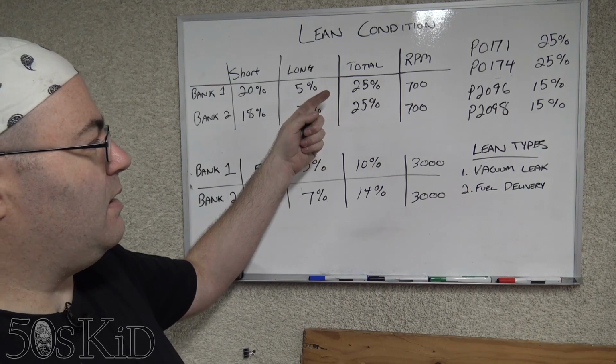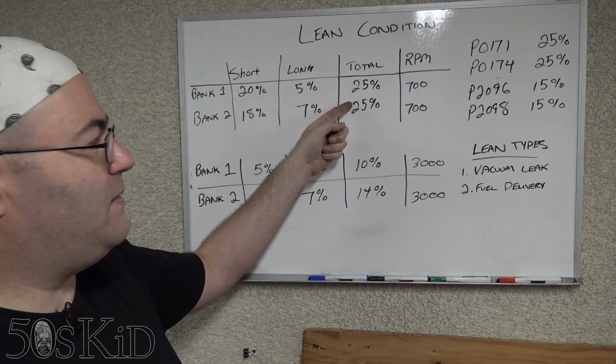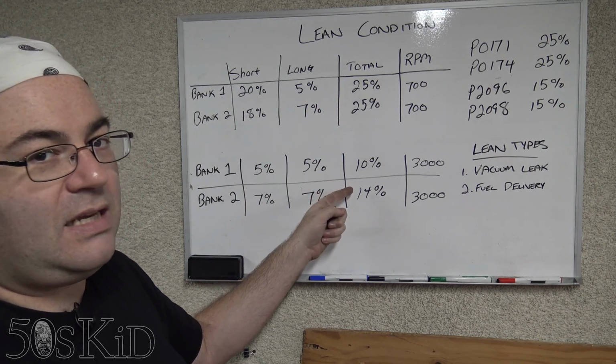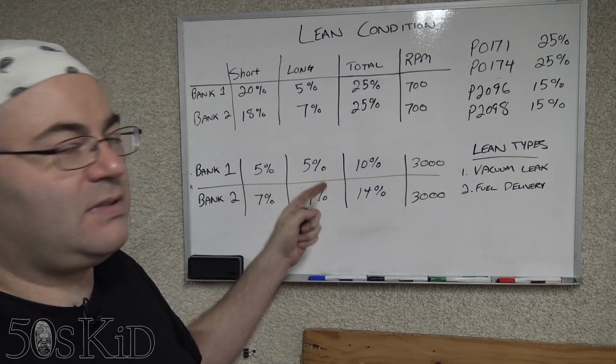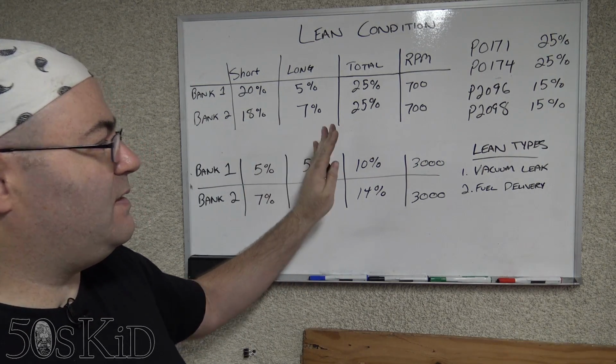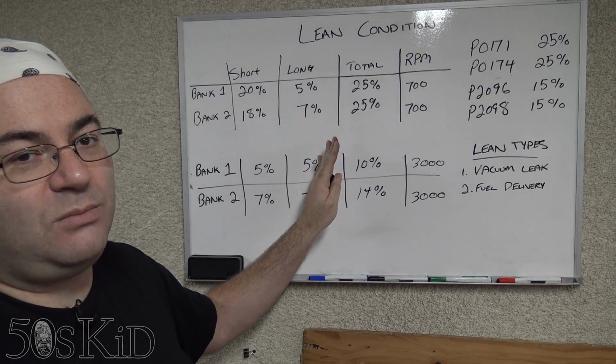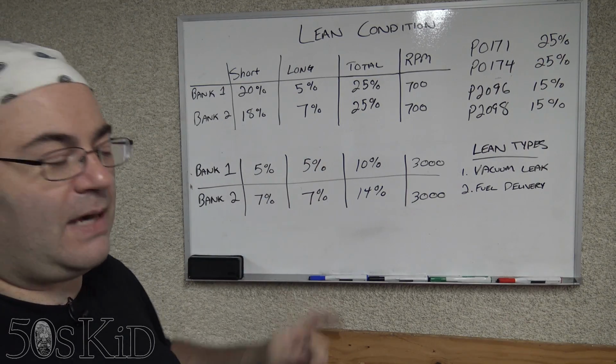Now, look what happened here. At idle, they were 25%. At speed, they went down to 10% and 14%. What this means is that you have a vacuum leak. Confirmed, you have a vacuum leak.